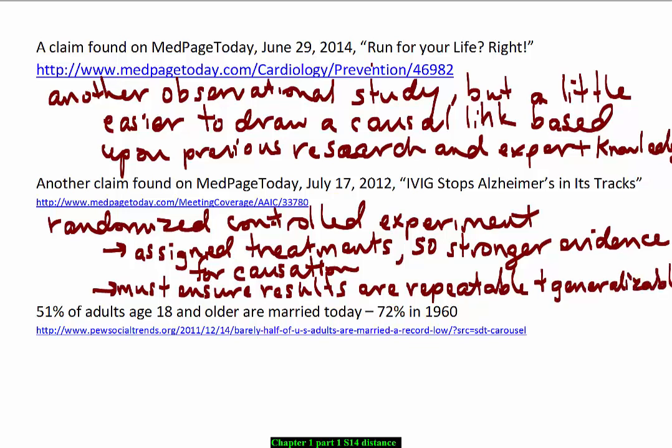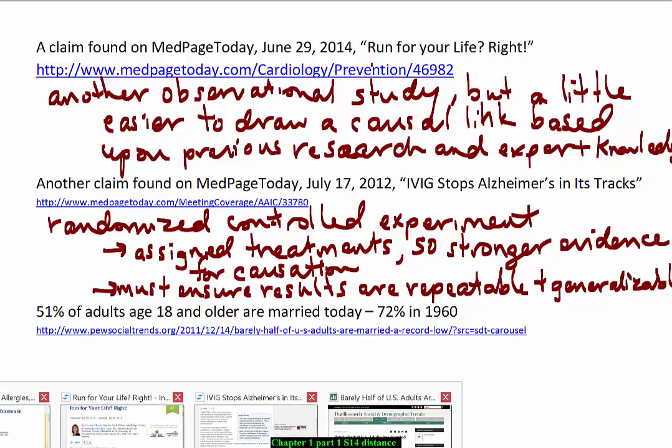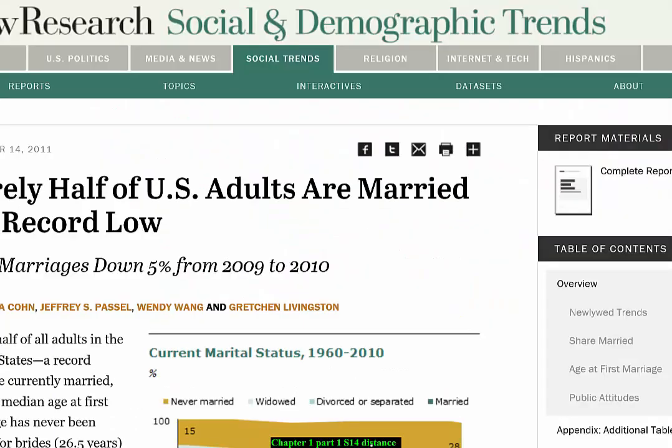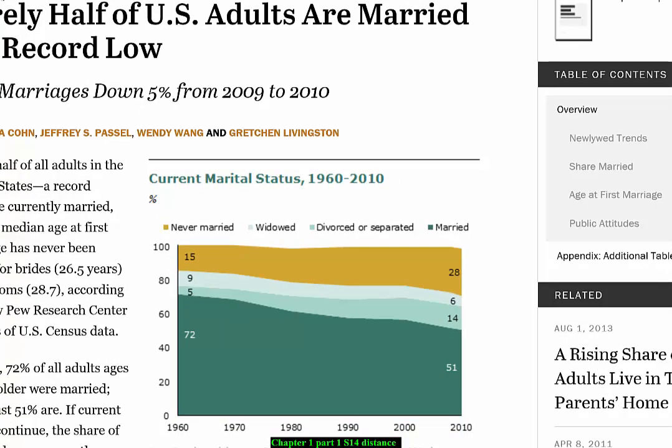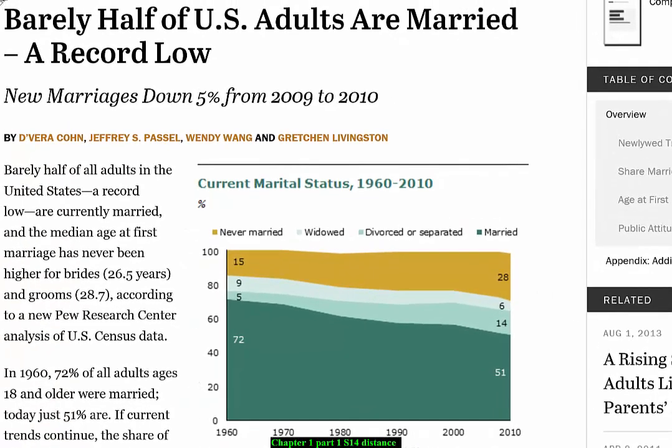Our last intro example is on a web page called Pew Research. And Pew Research is a really good website because they're very transparent with how they collect their data. So if you ever need to research something for a class project or whatnot, you could come to Pew Research and take a look there.